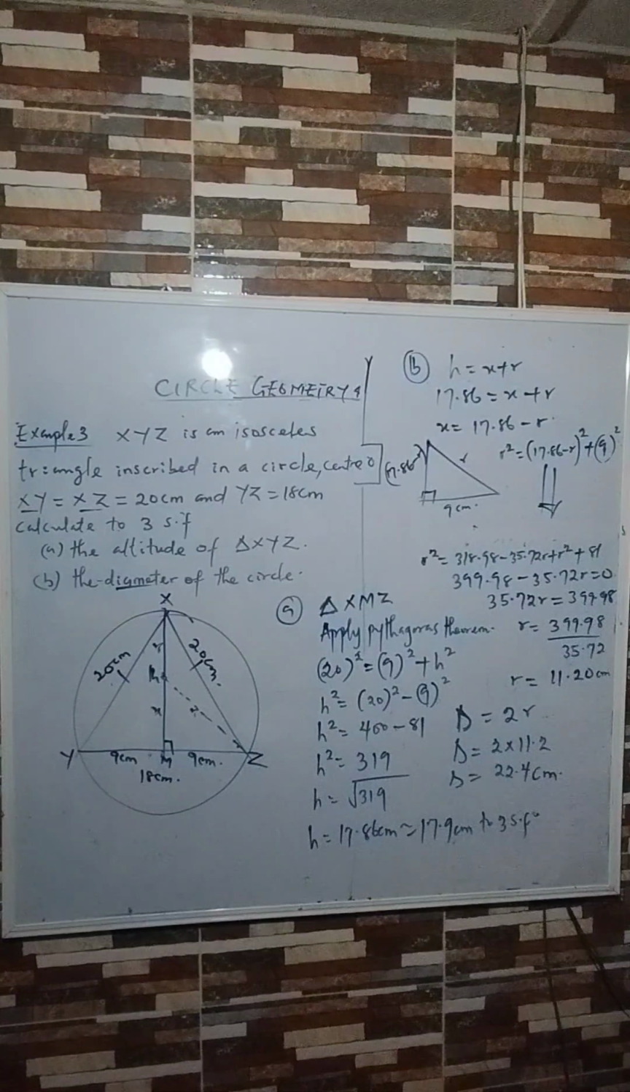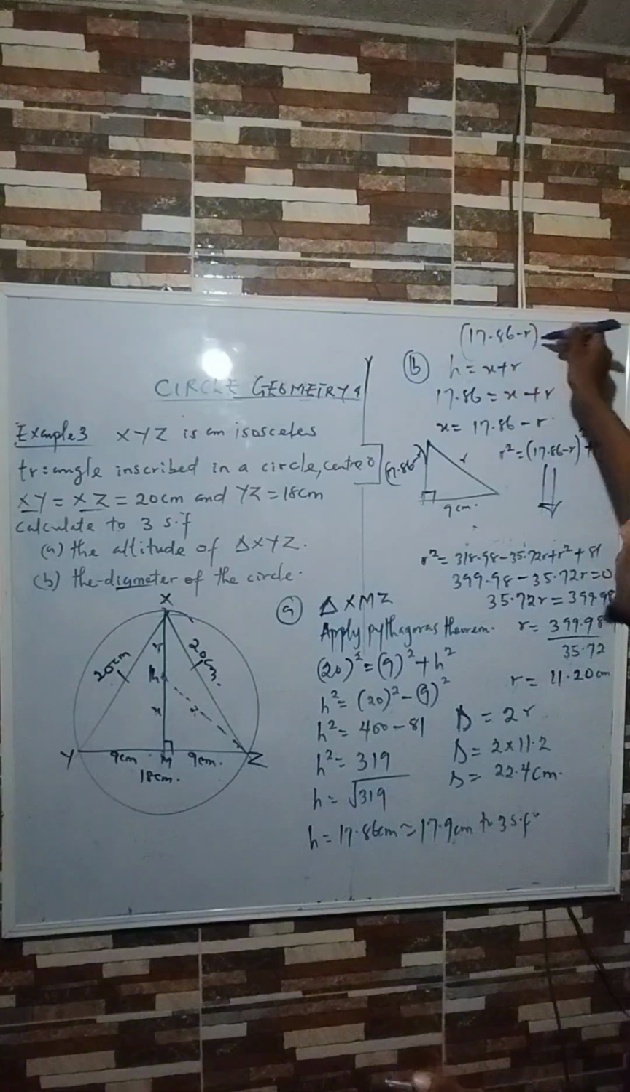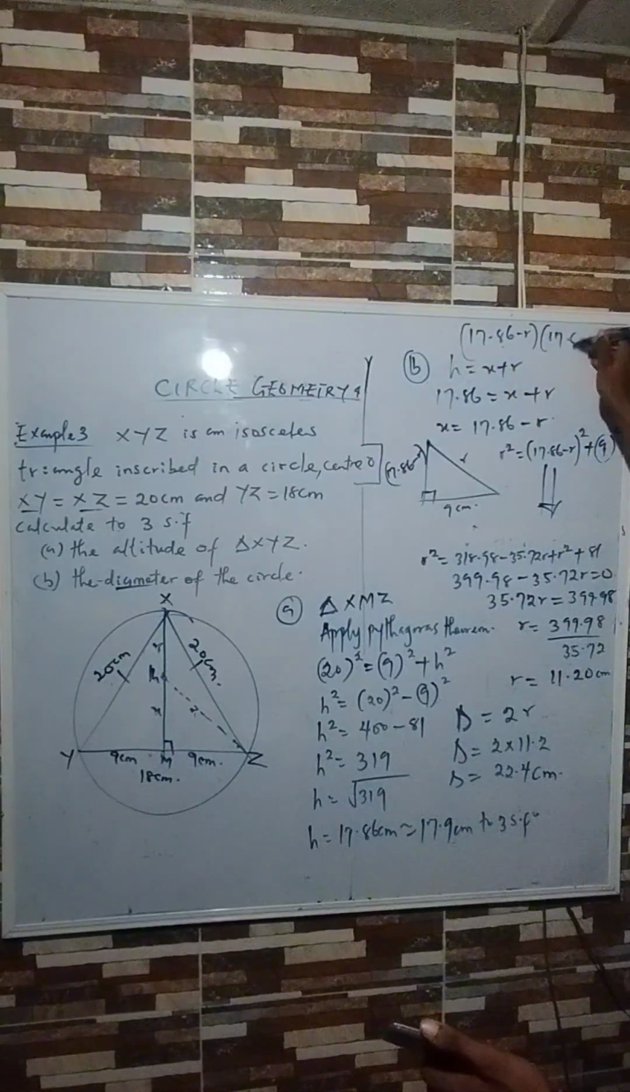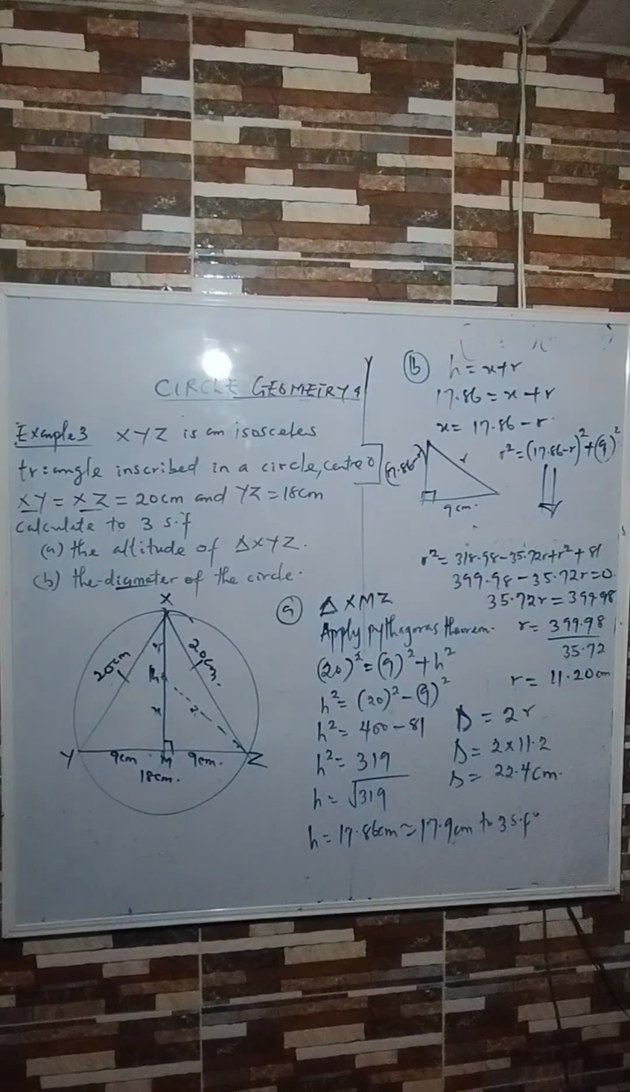If you have a problem with this, the only thing I did here, since this place is square, is that 17.86 minus r all square is 17.86 minus r times 17.86 minus r. When you expand this, you end up with 318.98 minus 35.72 r plus r square plus 81. Then r square minus r square is 0, so that is out of it. You're going to have 399.98 minus 35.72 r equals 0. Solving this correctly, you have your radius to be 11.20, and we know that diameter is 2 times the radius, which is 22.4 centimeters.